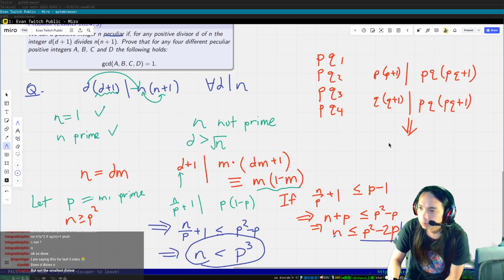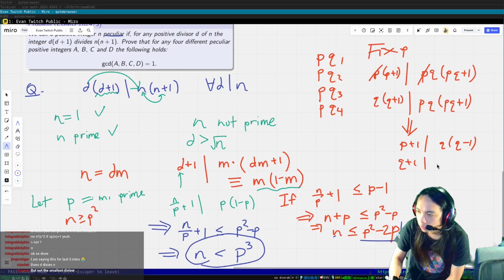So fix P. And then... Yeah, so this is P plus 1 has to divide Q minus 1. And then Q plus 1 has to divide P minus 1.